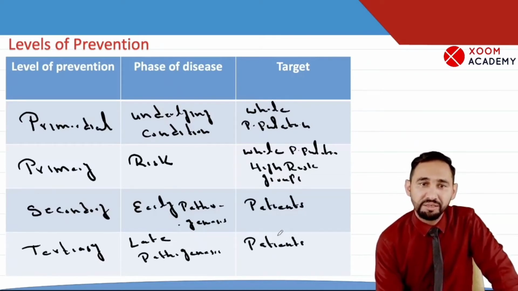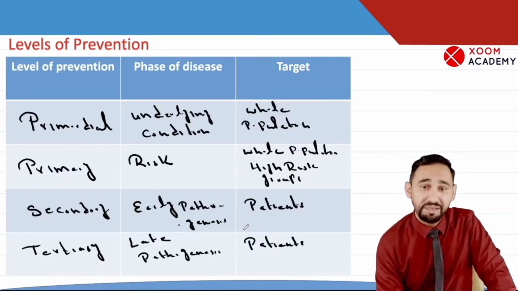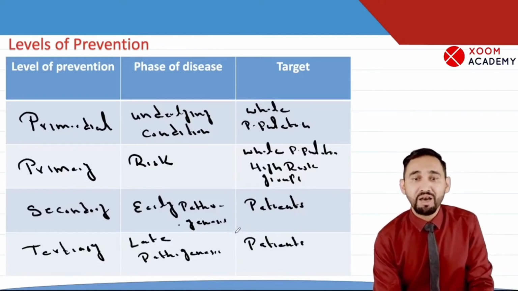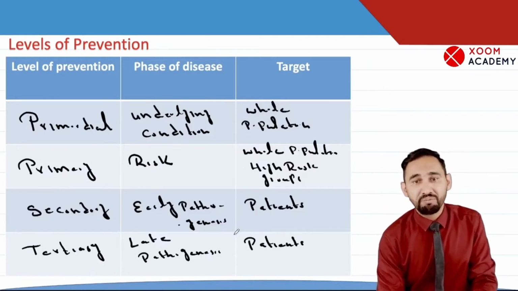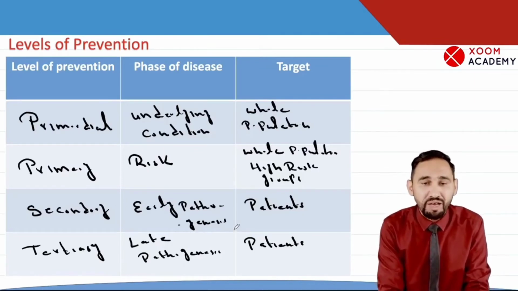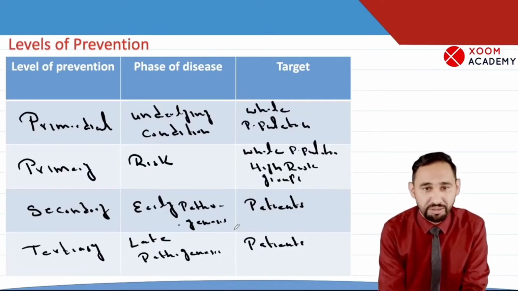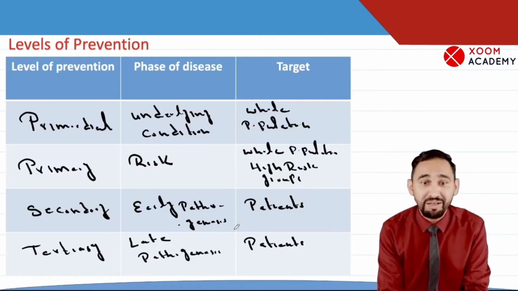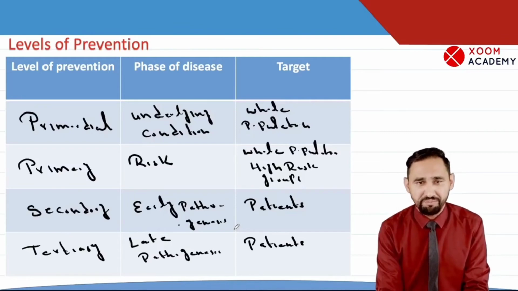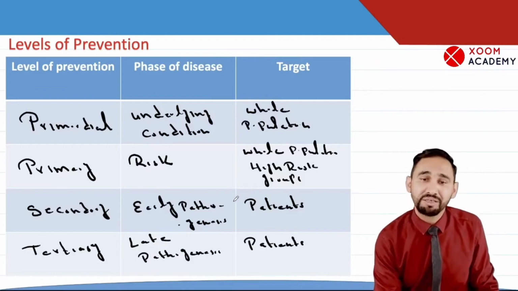So, all these levels of prevention are applied at various phases of disease, and various populations are targeted. Primordial prevention, we have to stop the development of risk factor, and we apply it on the whole population. If risk factor is developed, then we have to stop the progression of risk factor. We will apply it on high-risk groups or in the whole population. When risk factor invades, it causes a disease. We have to do secondary prevention in early pathogenesis. And then we have to do tertiary prevention in late pathogenesis. And both of them are done in patients.